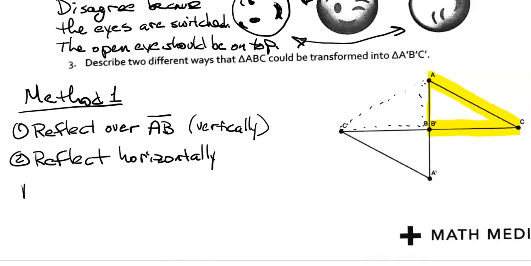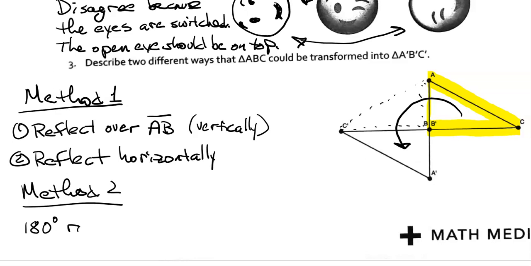So that's method 1. Then method 2, so if we just take this and we rotate it around to there, we could simply do a 180-degree rotation about point B. All right, and it's 2 different methods.